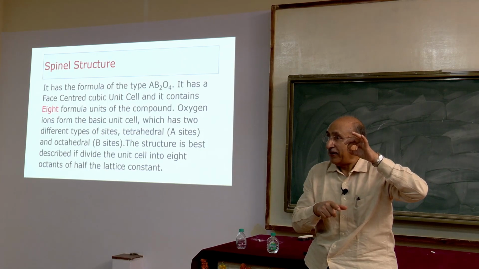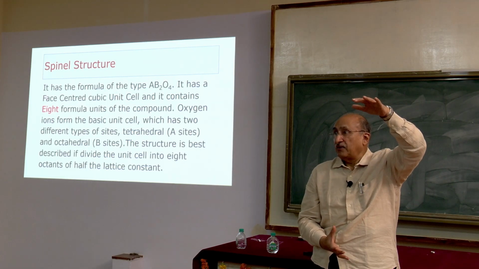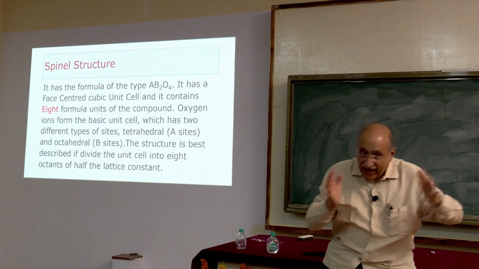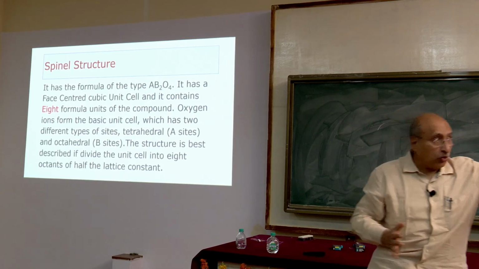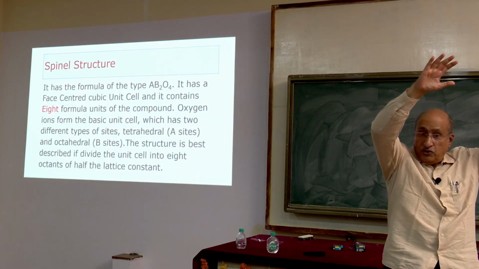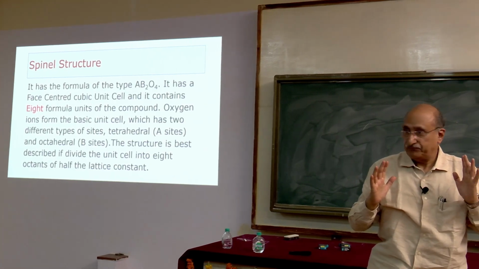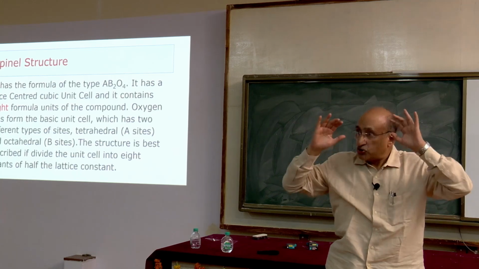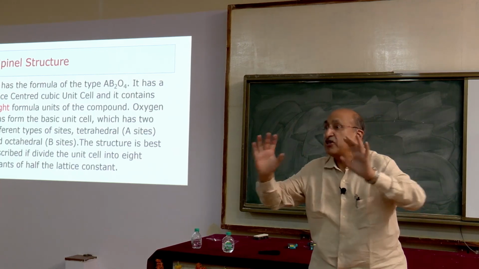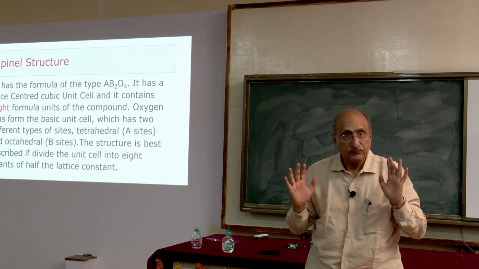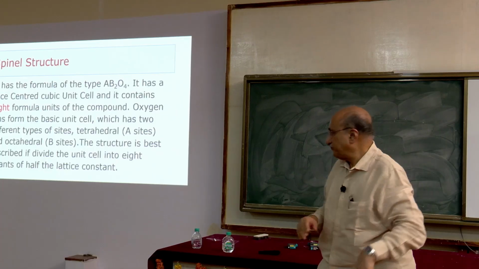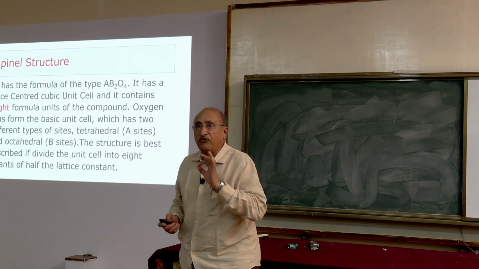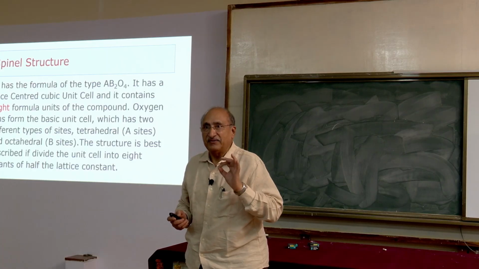But here it's much bigger. On the other hand, if you have this face-centered cubic unit cell, you assume 8 such face-centered cubic cells, 1, 2, 3, 4, and 4 above. That will form the unit cell. Its unit cell contains 8 FCC unit cells, and it has 2 types of vacancies, tetrahedral and octahedral.